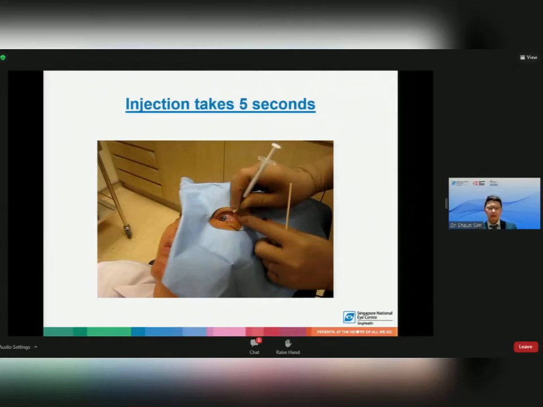However, we would advise patients who have received injections that if they have severe pain and the vision is very blurred, more so than before they came to see us, they should come in immediately.